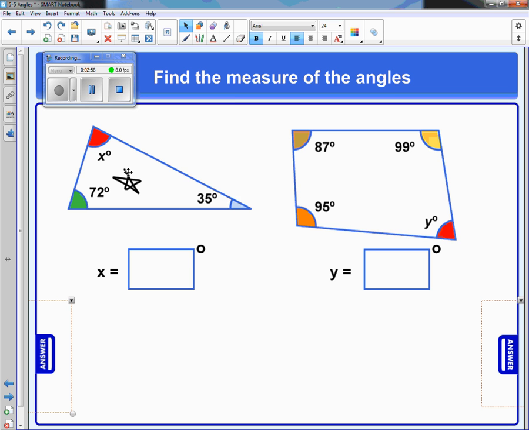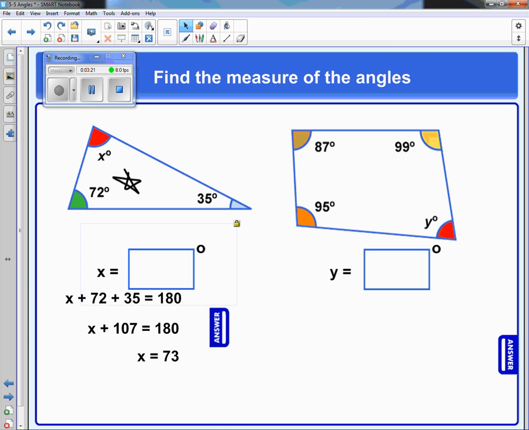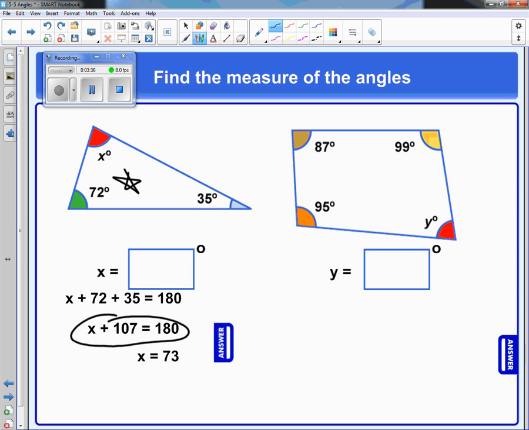Okay, so someone tell me, raise your hand and tell me, how can I find the missing measurement? Ethan. 72 plus 35 minus 180. No wait, 180 minus 72. Okay. Now, how could I make an algebraic equation? X equals 180 minus 72 plus 35. Okay. You can write those down. So we have X, which is the missing measurement, plus 72 plus 35 equals 180. Now I put my like terms together and I have X plus 107 equals 180.